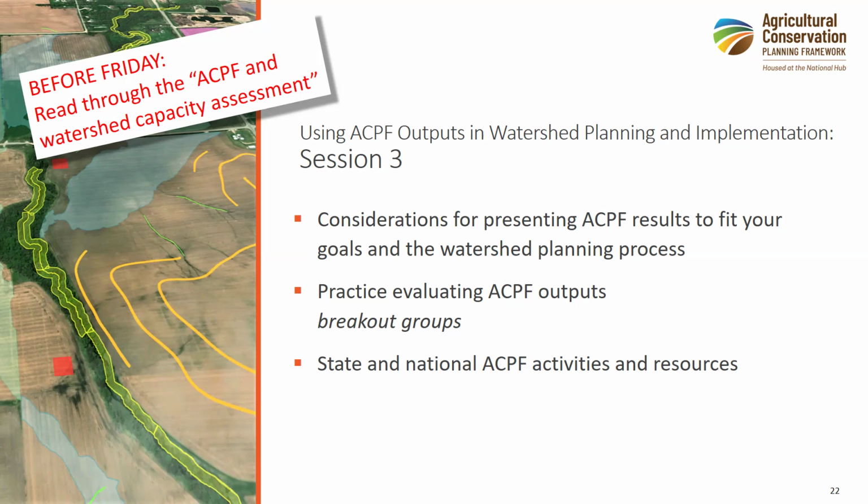So before Friday, if you could look in your handouts folder, there's a document called ACPF and Watershed Capacity Assessment. Take a look at that and just think about the questions there. It's a comprehensive look at, are we ready to use ACPF and do watershed scale work like this? That assessment needs to happen at an individual level, organizational level, and a technical level. Can you use the ACPF? So take a look at that. It'll just take you a couple minutes.